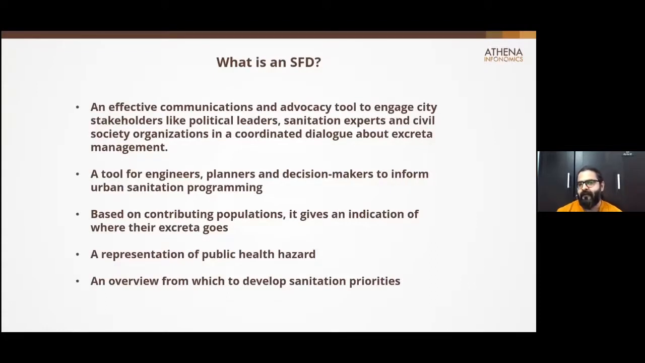So what is an SFD? It's an effective communication tool, advocacy tool. Chanchal also mentioned, it helps you to engage with political leaders and sanitation experts, civil society. It's a tool for engineers, planners to feed into better planning. It is based on contributing population. So it's not a very precise engineering tool, but we are going to talk about excreta in terms of population. It represents public health hazard overall. And it can help you to prioritize your sanitation investments. We'll see how it happens.